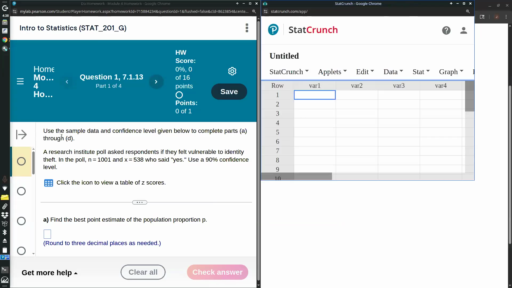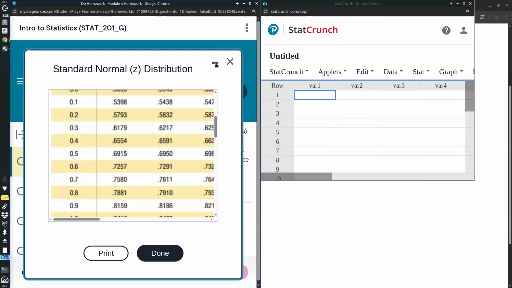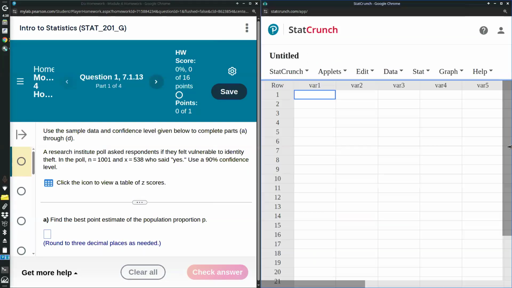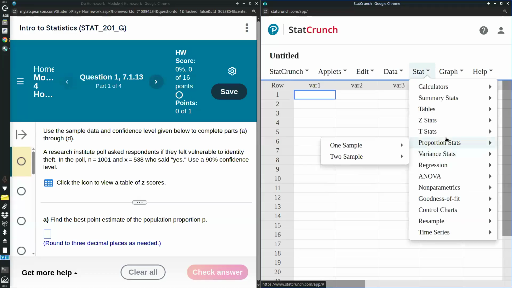Okay, so we're doing proportion stats on this one. So X is our number of successes and N is our number of trials. And then the 90% confidence interval is key. So this table is just giving you the old fashioned table of Z-scores. We're going to be using a calculator on StatCrunch instead of doing the old school method. So we want to do proportion stats because we just have a one sample proportion. And this is summary data. The 538 out of 1001 already has all the data counted up for us.